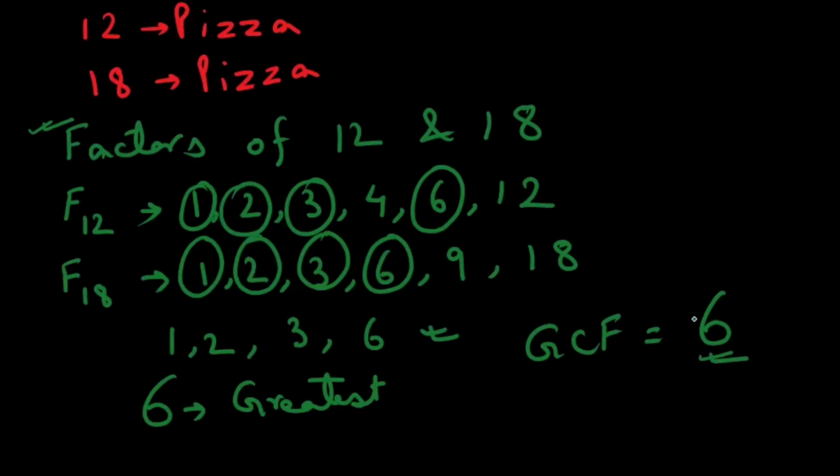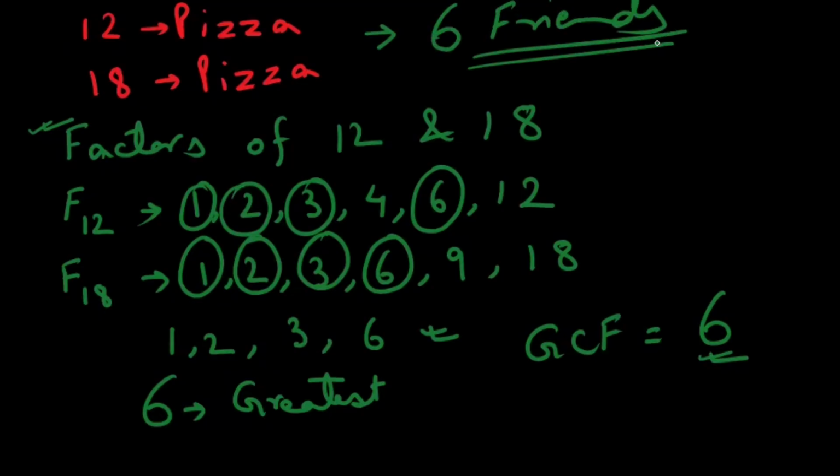So what will be the answer to this one? We can share the 12 slices and the 18 slices of pizza equally among 6 friends without any leftover pizza slices. Understand? To solve for the GCF, we first need to find the factors of the numbers.